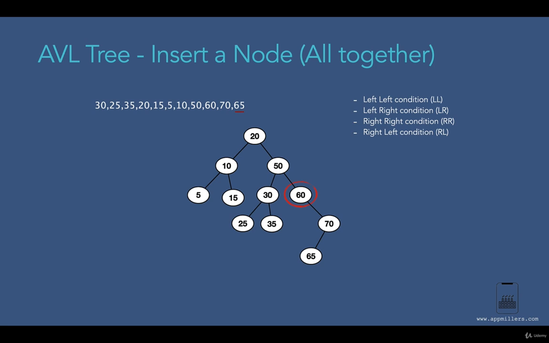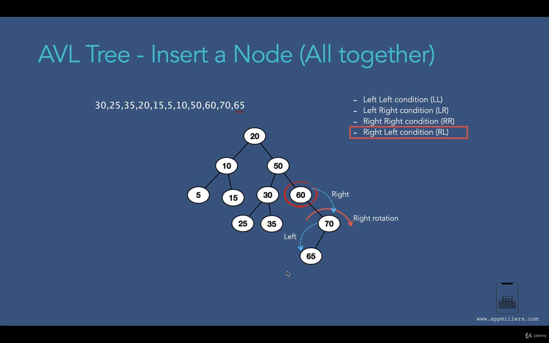So after finding the disbalanced node, we need to identify the condition. In this case, it can be easily seen that this is the right-left condition, which is the last condition in our case over here. So after identifying the condition, we know that in case of the right-left condition, we are performing right rotation for the right child of this disbalanced node, then we are performing left rotation for the node itself. So in this case, the right child of this disbalanced node is 70, so we are going to perform right rotation for 70 over here.